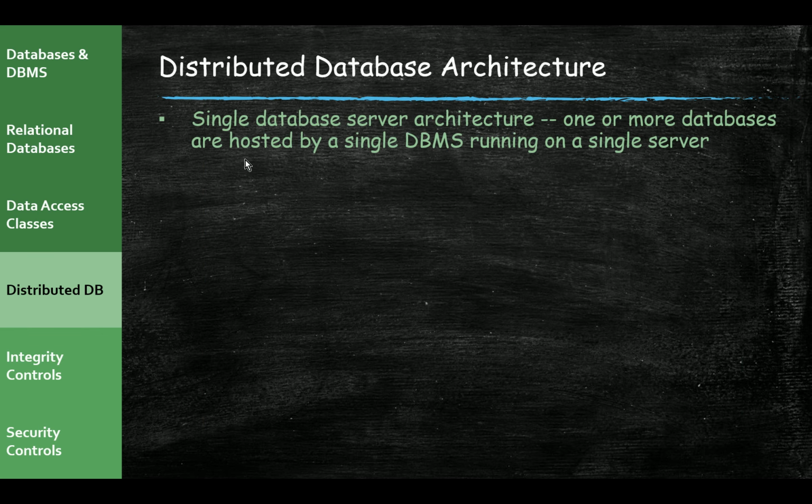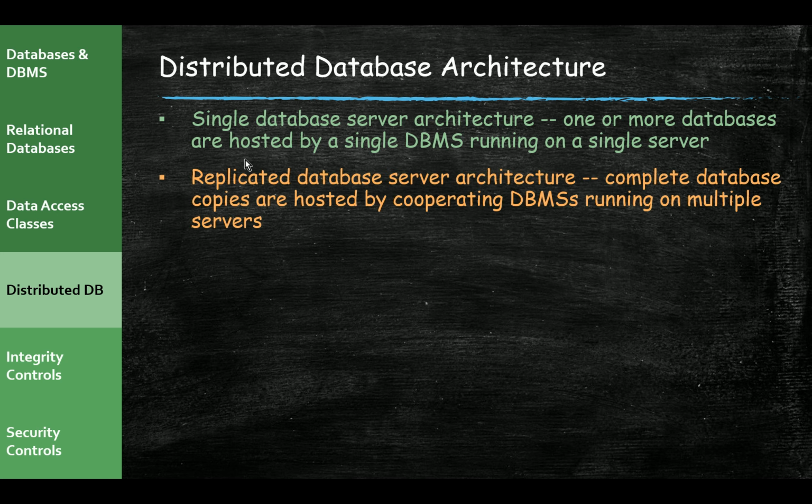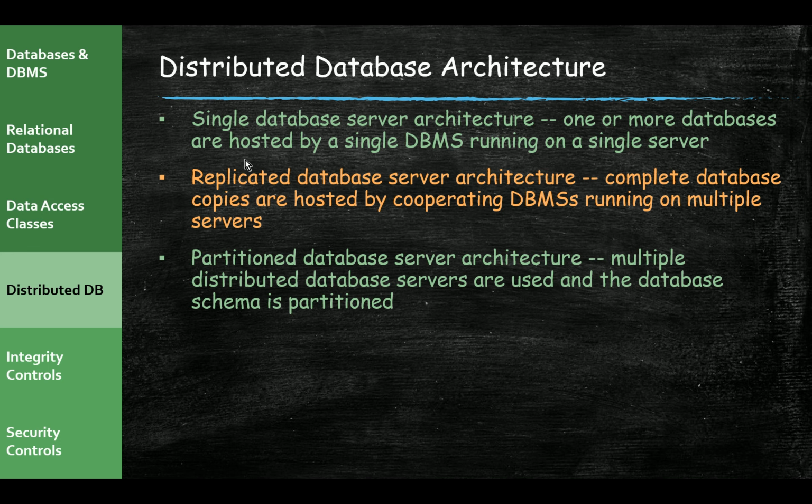In many cases, when we're developing an enterprise system, having a single database server is not going to be feasible for a variety of reasons. So a single database server architecture is where one or more databases are hosted by a single database management system running on a single server. A replicated database server architecture is where complete database copies are hosted by cooperating database management systems running on multiple servers. A partitioned database server architecture is where multiple distributed database servers are used and the database schema is partitioned. So different servers have different parts of the database, which is appropriate in some cases.